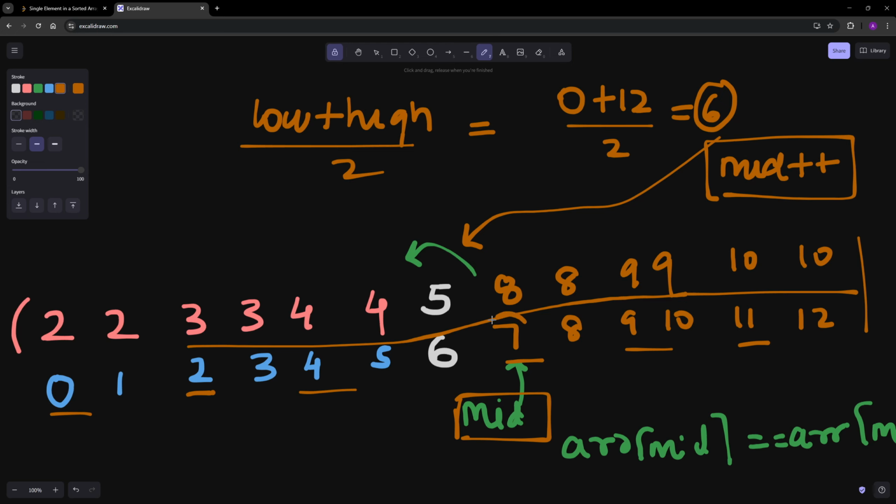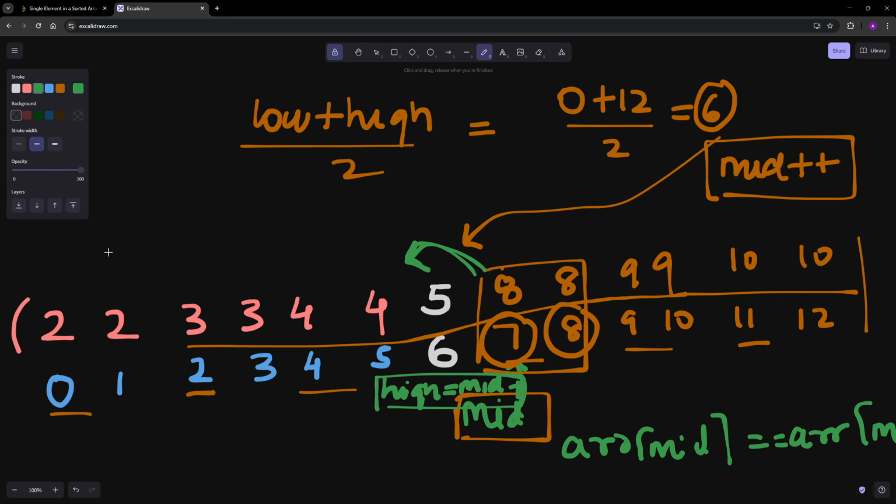So if for the odd based indexing, the values at mid and mid plus 1 are equal, that means this is a valid pair. And the single element will lie on the left hand side. My single element will eventually lie on the left hand side. So eventually my high should be reduced to mid minus 1. And my low will be over here itself. Low will not get affected. It will be the same as the previous value. So this was the whole intuition behind this given algorithm.